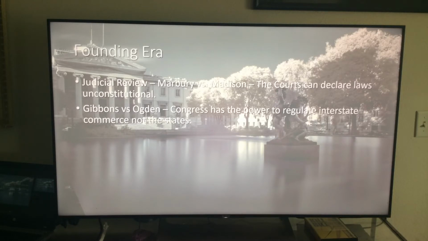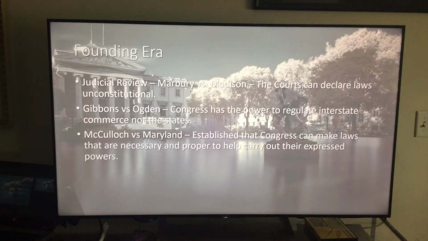Gibbons versus Ogden. Congress has power to regulate interstate commerce, not the states. I'm not so stressed about that one. McCulloch versus Maryland, you should know. That establishes the idea of implied powers. It allows Congress to make laws that are necessary to fulfill the enumerated powers. So McCulloch versus Maryland establishes implied powers. So that is an important case you should know for the test as well.